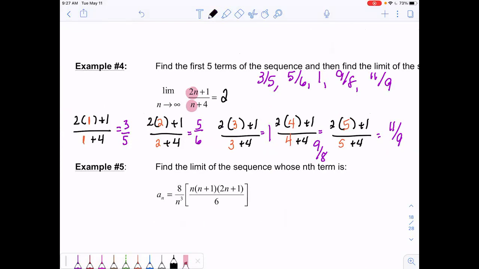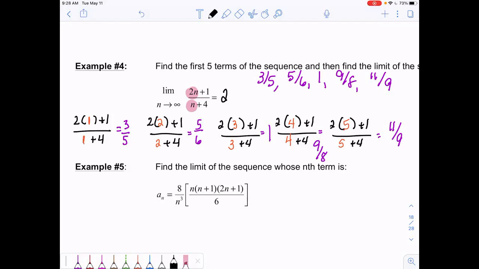Another way to find it, you could plug in like 50, you could plug in 100, plug in bigger numbers. Sometimes plugging in a bigger number might help see what's going on with the fraction. But by looking at those fractions and just those first 5 numbers, you probably wouldn't think that the limit is going to be a 2 just with those first 5 values.